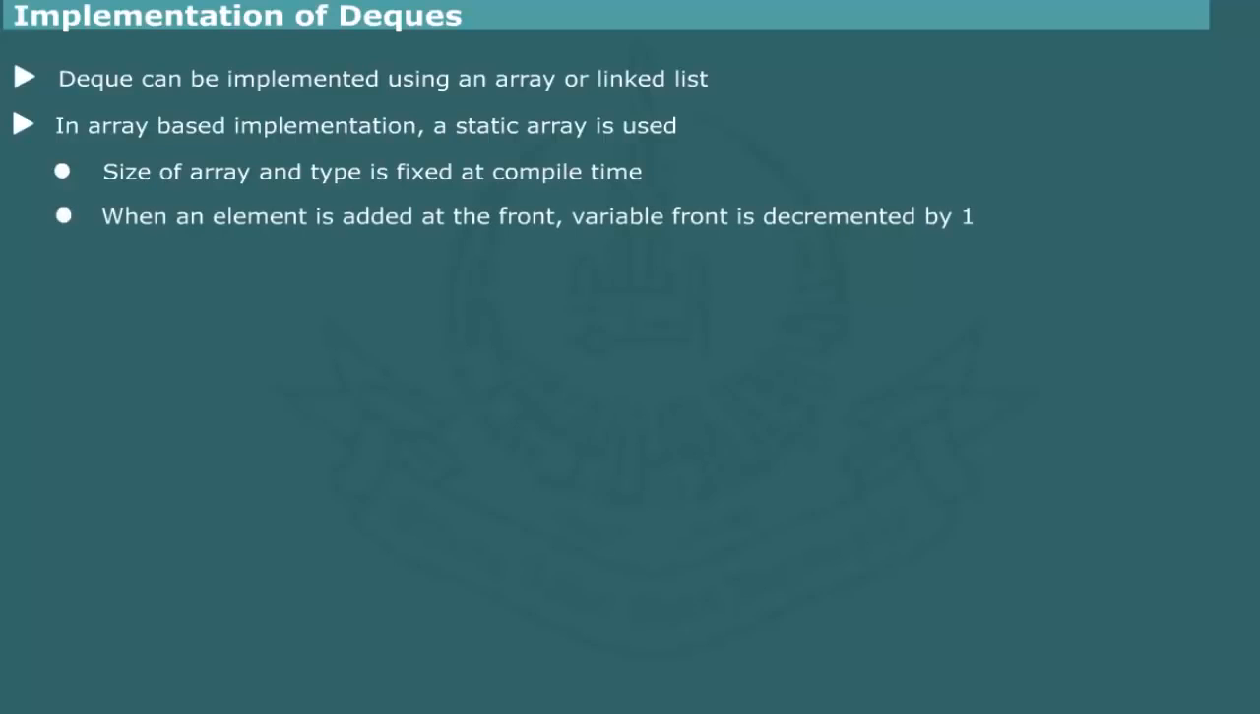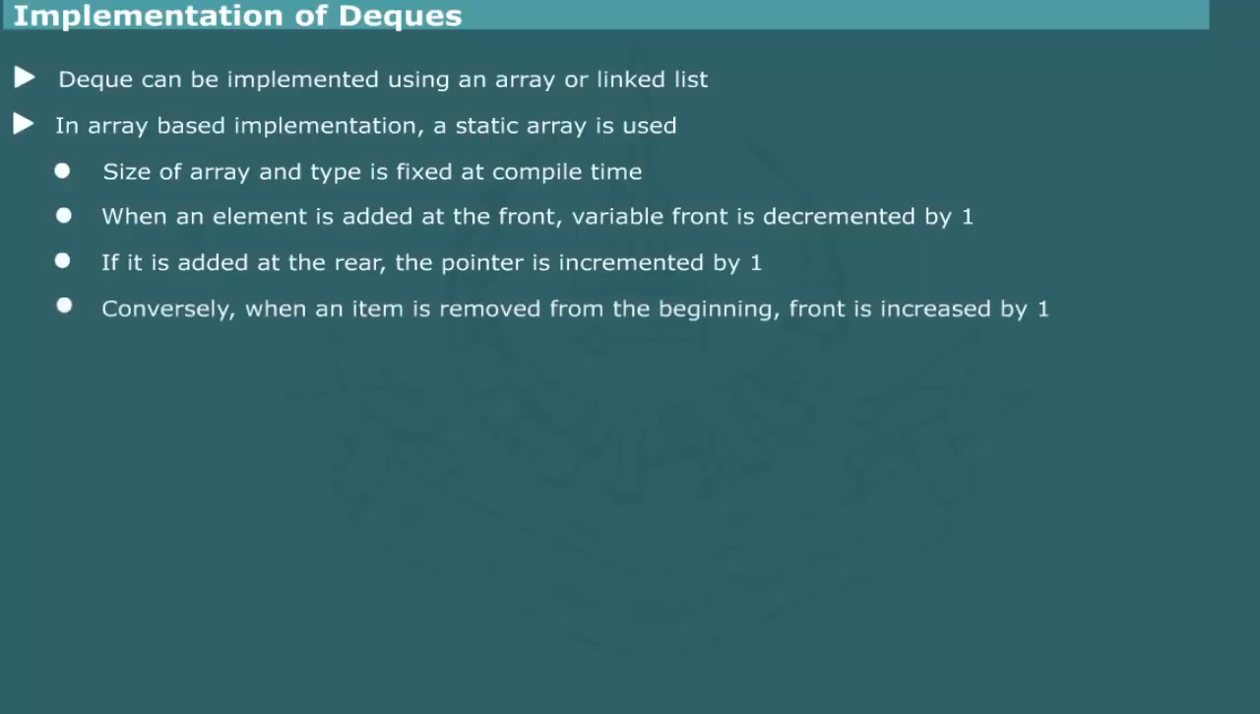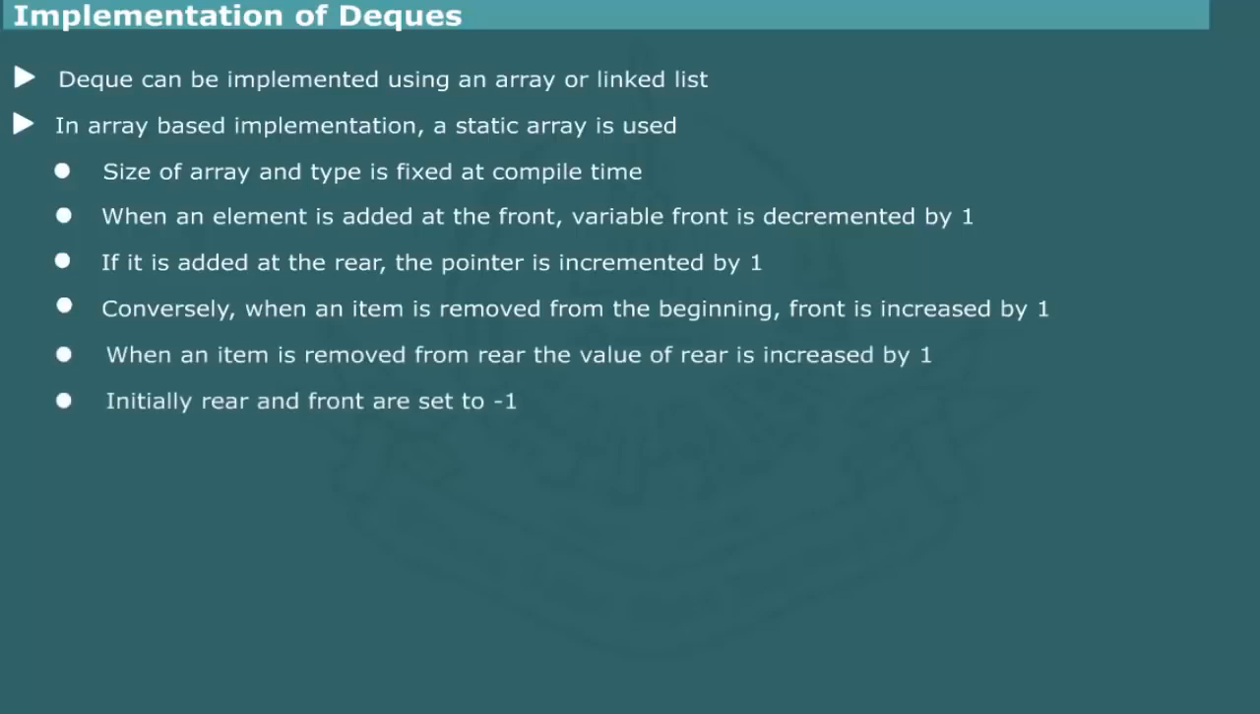When an element is added to the DQ at the front, the variable front is decremented by 1, and if it is added at the rear, the pointer is incremented by 1. Conversely, when an item is removed from the front, the value of front is increased by 1, and when an item is removed from the rear, the value of rear is increased by 1. When the queue is empty, the variables rear and front are set to null values.